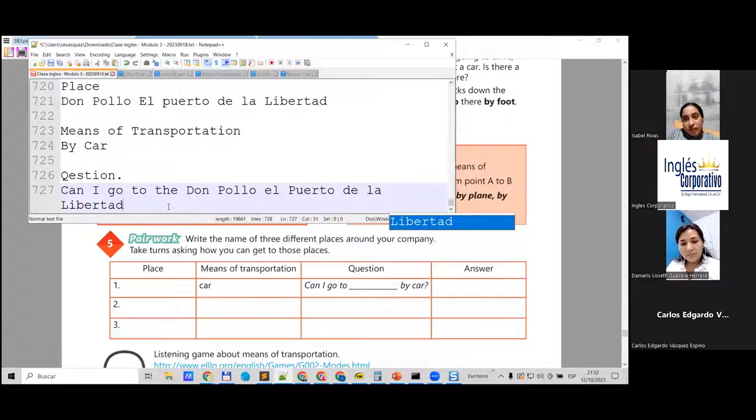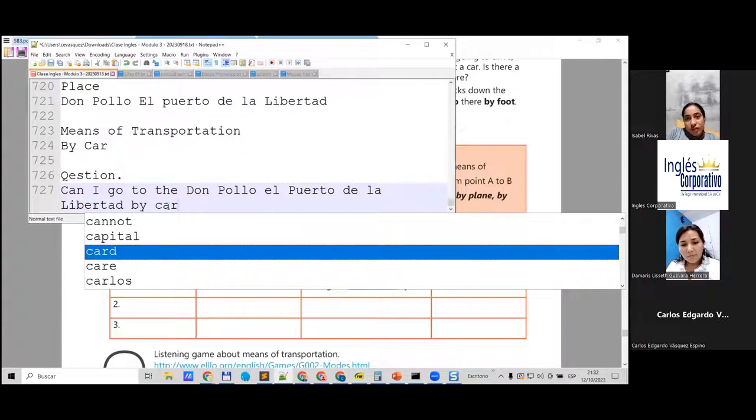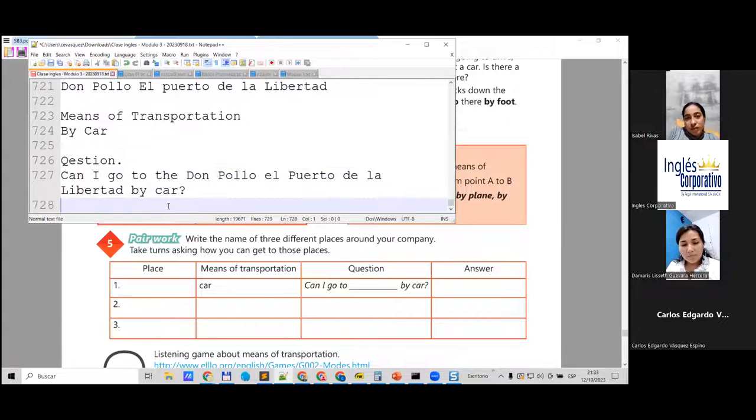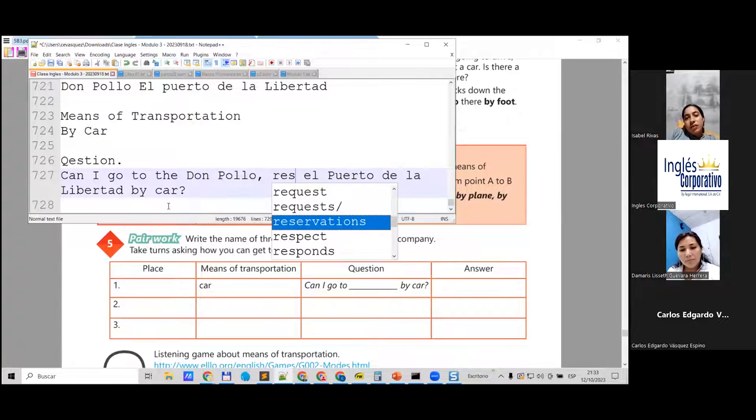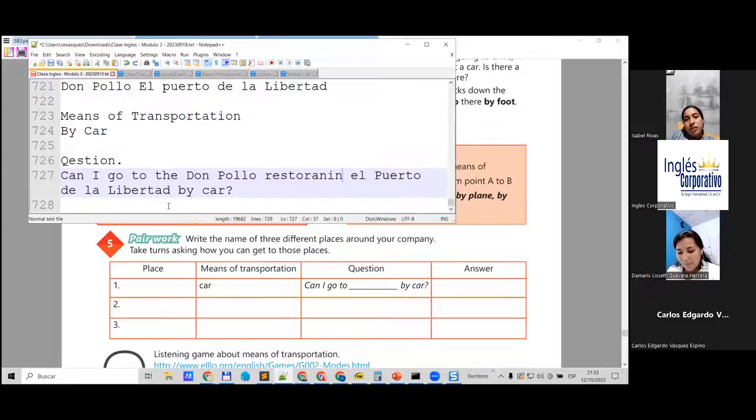No, only for, okay, not the name of the company, but the place like supermarkets, markets, restaurant, right? That you have to say it in the English language, okay?